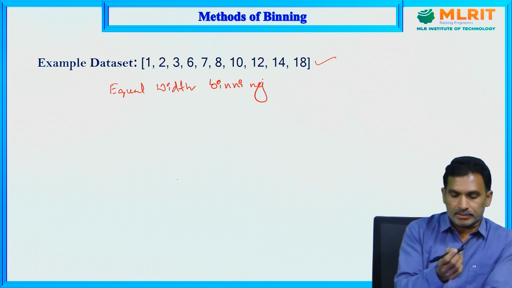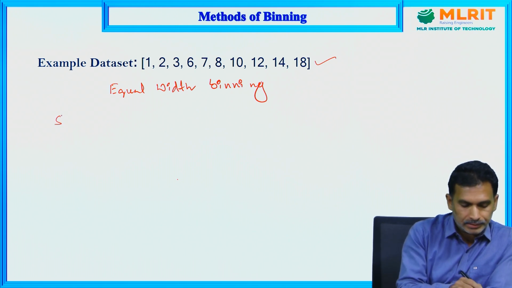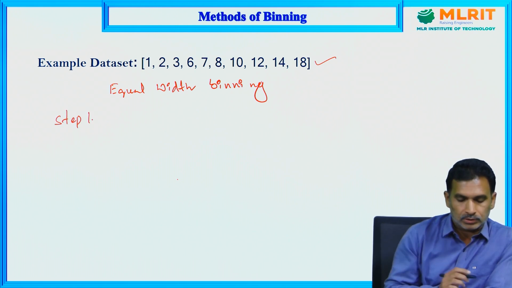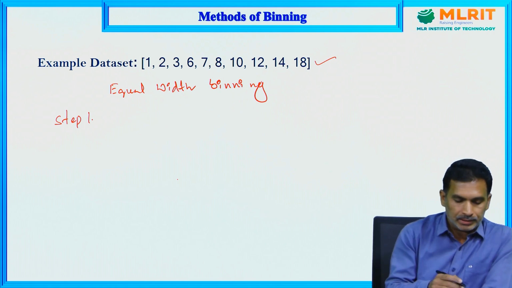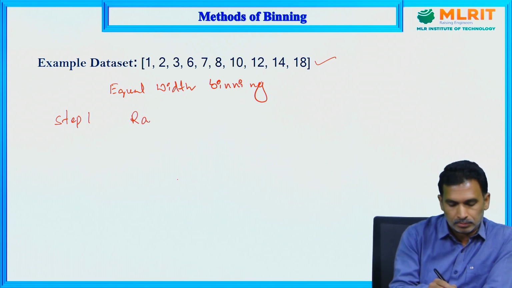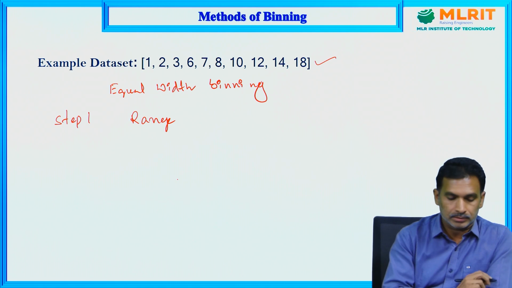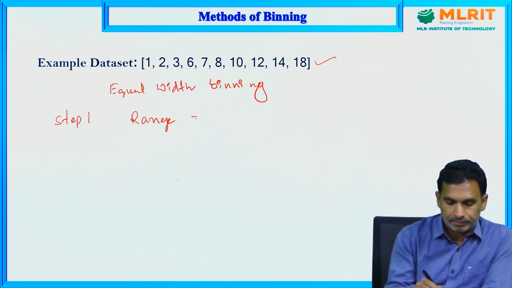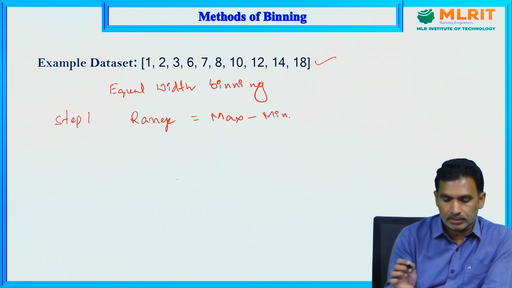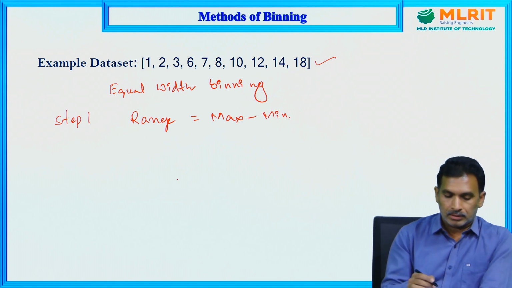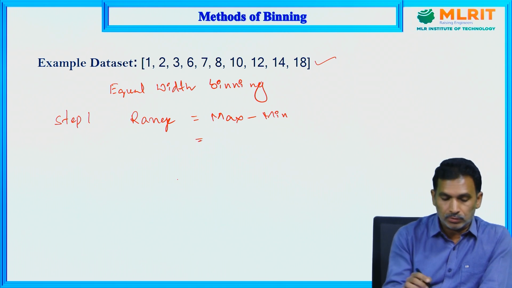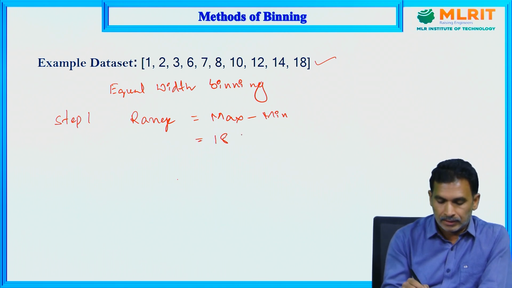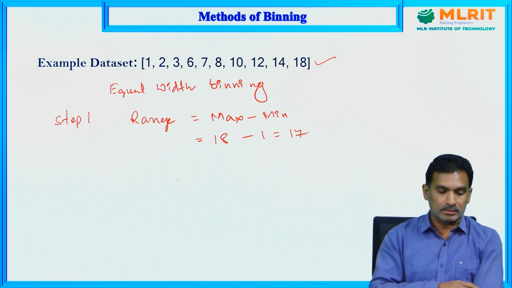So here the first step we need to do, let us say step 1, is to find out the range. Suppose the range of this data set is the difference between the max value minus the min value. The maximum value in this data set is 18 and the minimum value is 1, so 17 is the range of this data set.